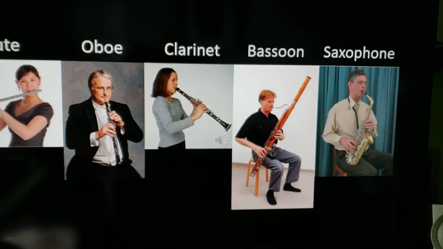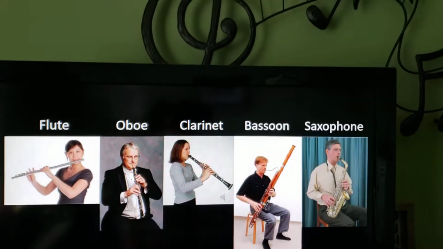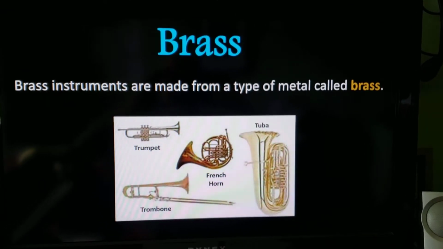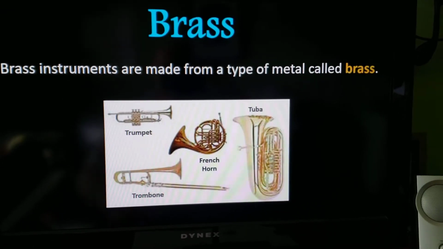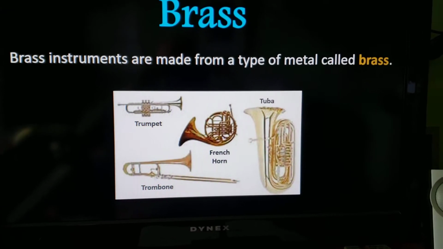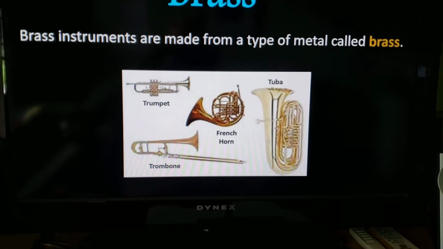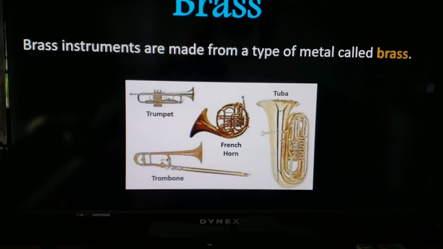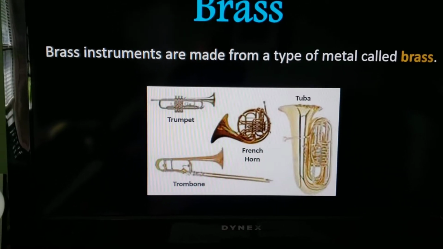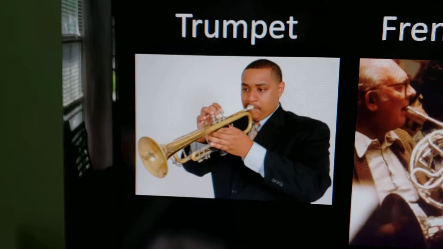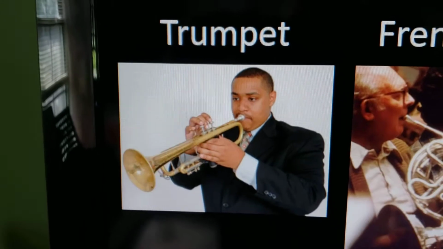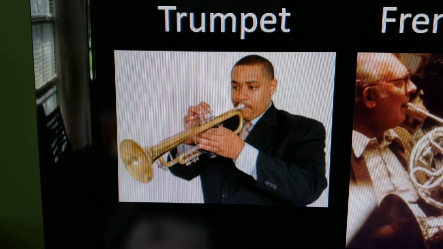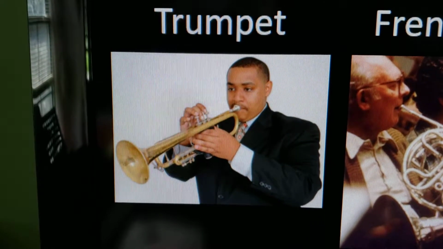Okay? Now, here's the one where we had a little bit of a problem in the video with George. The brass family. Brass instruments are made from a type of metal called brass. And I noticed in the video last week that they did not name the brass instruments. So let's look at them now. First, we have the trumpet. The trumpet is a brass instrument that you hold and you blow air through it.